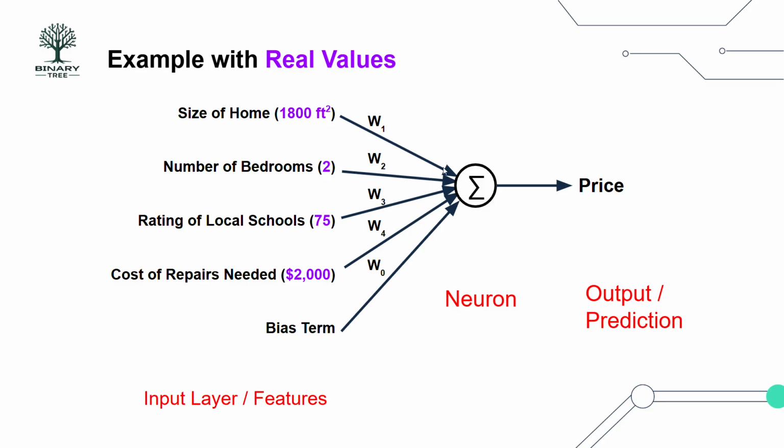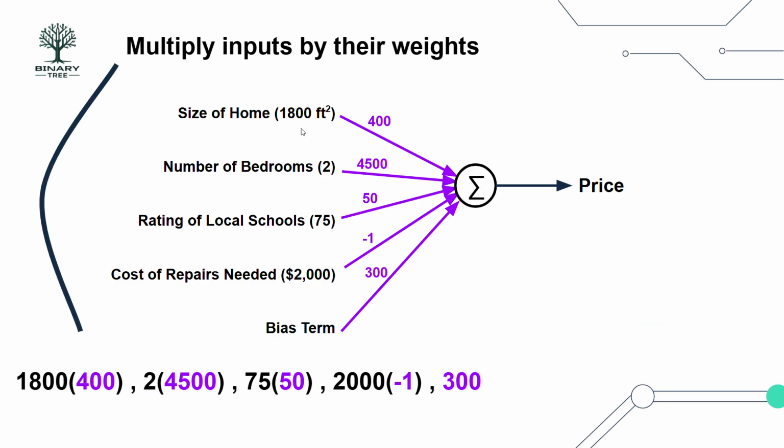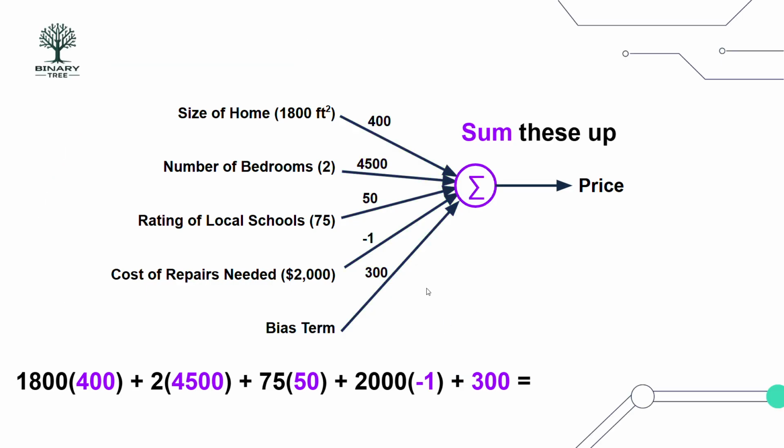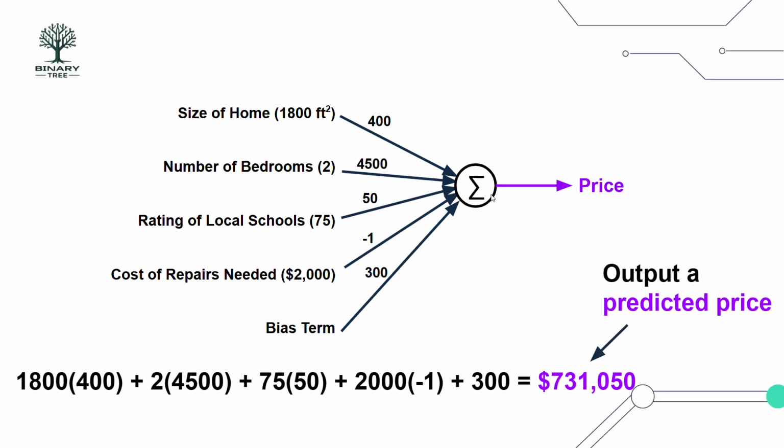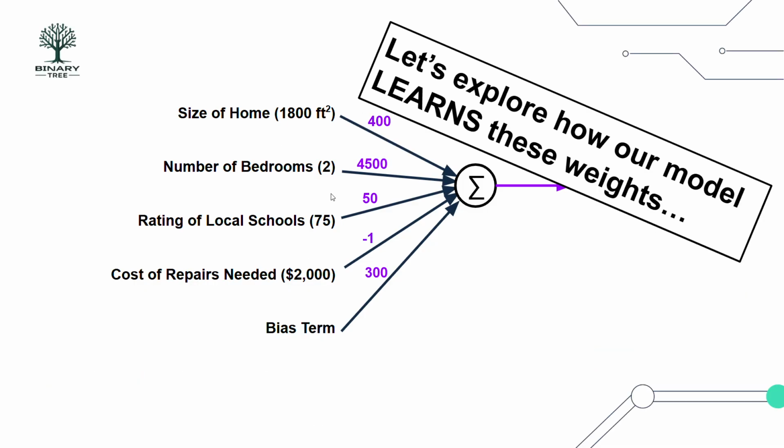The way this works with real values is we take each value, so size of home, let's say is 1800, and we multiply it by its weight, which is 400. Same thing with bedrooms, which is 2 times 4500, 75 times 50 for rating of local schools, and -1 times 2000 for cost of repairs needed. And then we just have our bias term out there by itself. We sum all of these up together, and then we get our predicted price. This is what our machine learning model, our neural network, is predicting the price of the home should be based on all of these values.